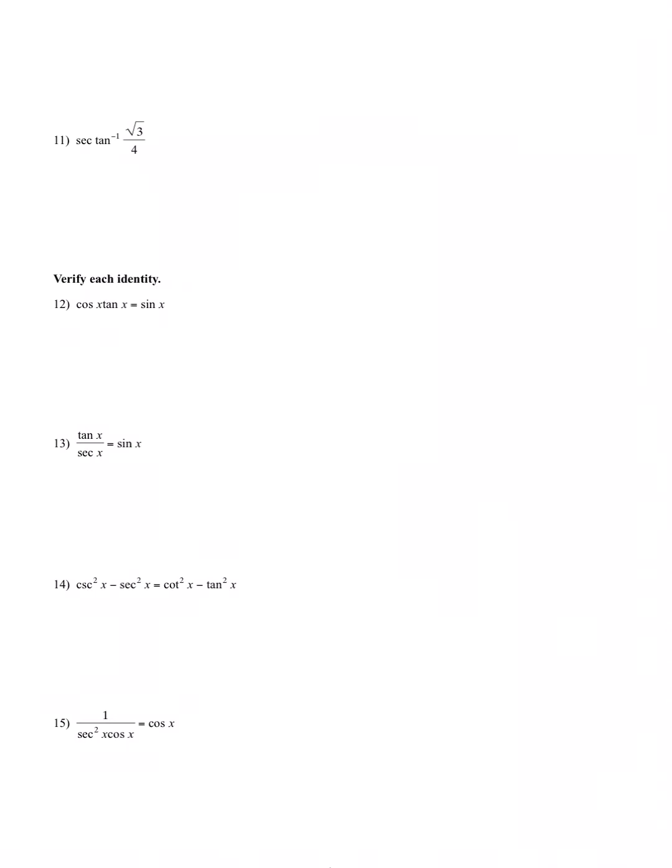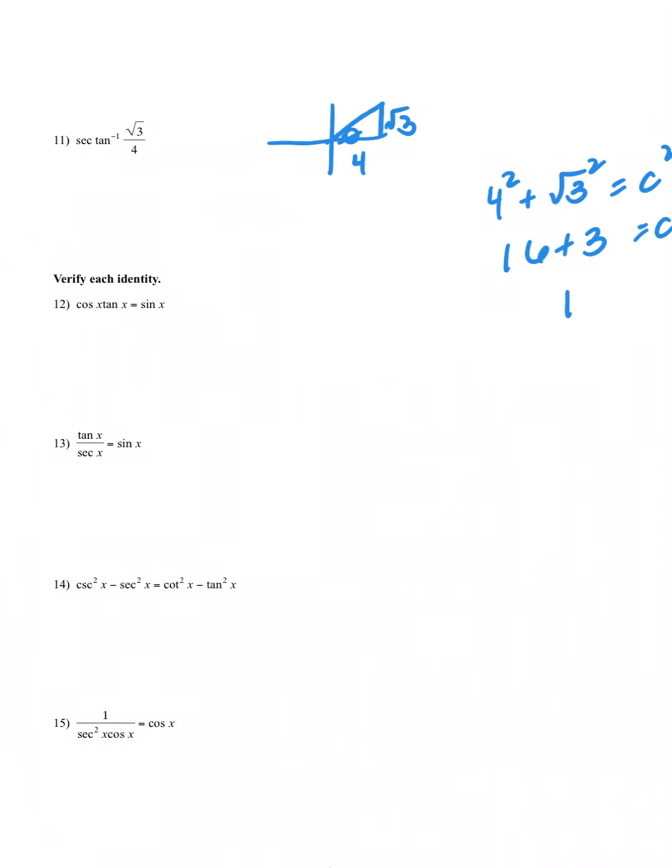Now the next one says, who has a tan of √3/4? Well, that's not on our unit circle. So when we draw it, we're going to draw one in the first quadrant because it's positive, and that's going to be positive. Tangent is opposite √3 over adjacent, which is 4. And now we're going to find the third side. So we would do 4 squared plus √3 squared equals c squared. 16 plus 3 equals c squared. 19 equals c squared. So c is the square root of 19.